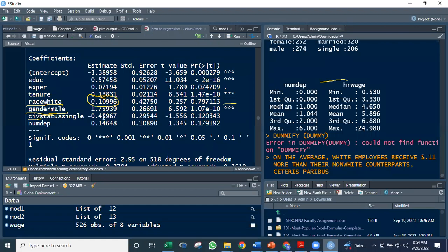Okay, next. Ito. Si gender male. Significant to, no? Statistically significant. Okay, on the average, male employees receive $1.76 more than their female counterparts, ceteris paribus. Okay, and lastly, assuming this is significant, on the average, okay, single employees receive $0.46 less. Less, guys, kasi negative to. Less than their married counterparts, ceteris paribus.